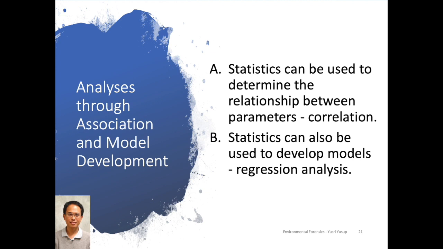You can analyze your data using association and model development, and statistics can be used to determine the relationship between parameters, such as correlation analysis, while we can also use statistics to develop models using regression analysis. So correlation and regression analysis is what it means by analysis through association and model development.